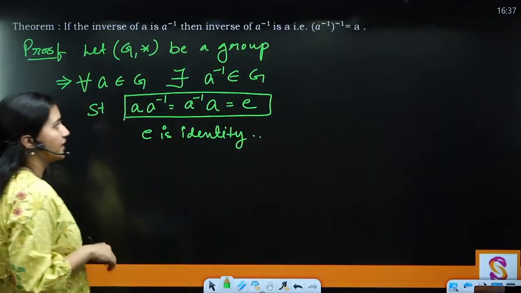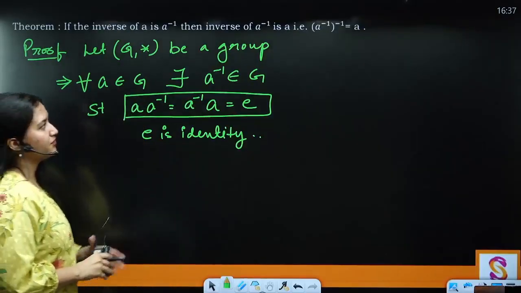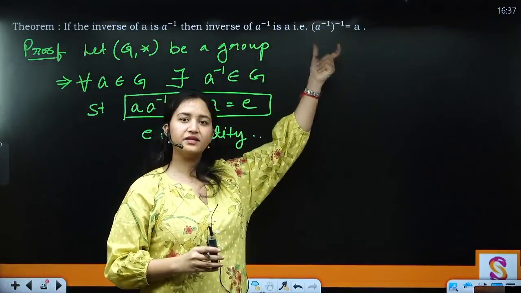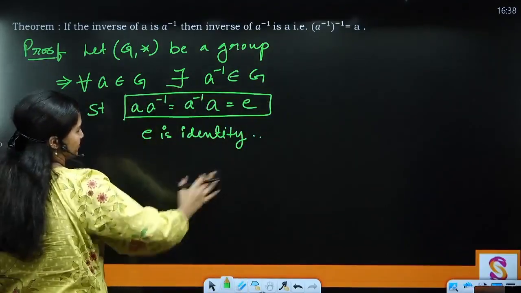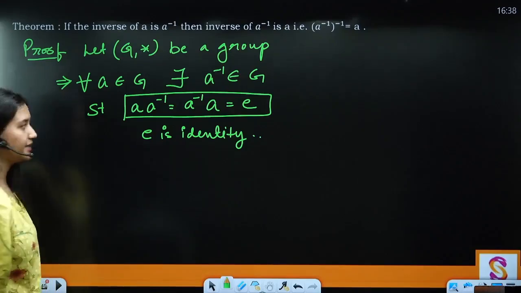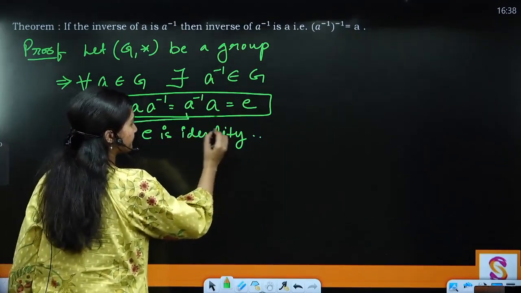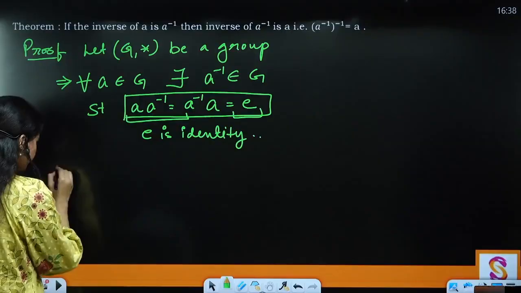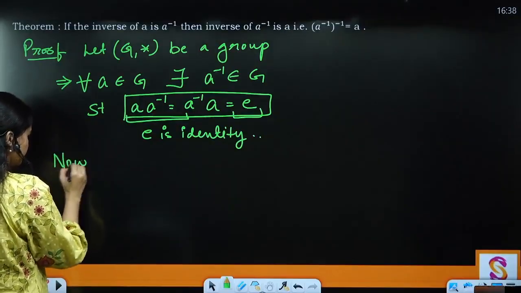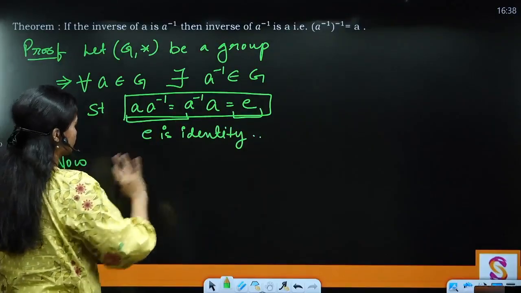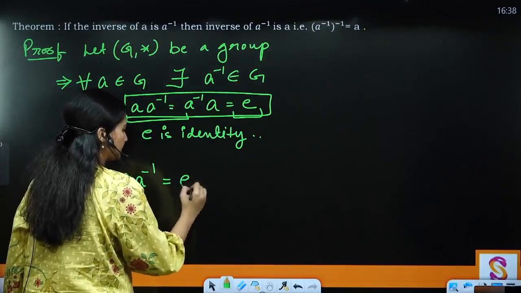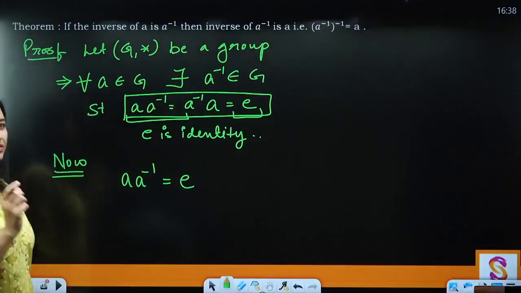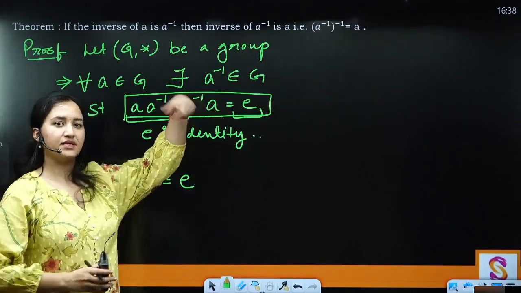ठीक है, हमें क्या प्रूव करना है? We want to find out the value of A inverse inverse, right? तो हमारे पास यही इंफॉर्मेशन है जो इनवर्स में हम डील कर रहे हैं, राइट? तो कैन आई यूज दिस पार्ट नाउ? आप कोई सा भी पार्ट यूज कर सकते हो, दैट्स ऑफ नो कॉन्सिक्वेंस. A inverse equals E. I want to find out the value of A inverse inverse, right?